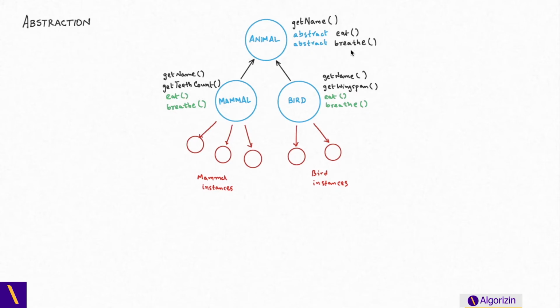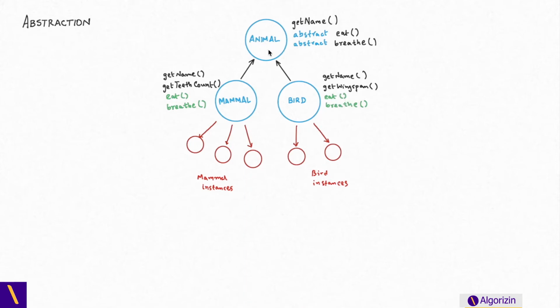How they eat and how they breathe are dependent on how each individual animal implements it, which is why the abstract class only has the method signatures. It only dictates that if you inherit from me, you must implement these methods. And since bird inherits from animal, it has to override the eat and the breathe methods, and it overrides and implements these methods in its own way. The same is true for mammal.